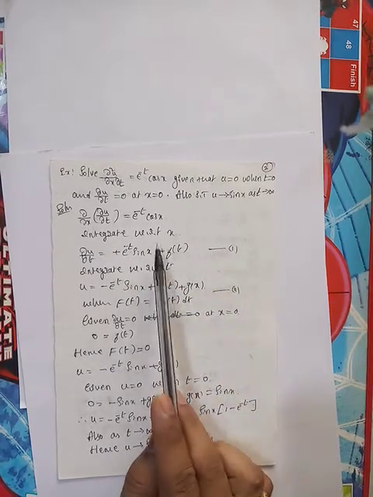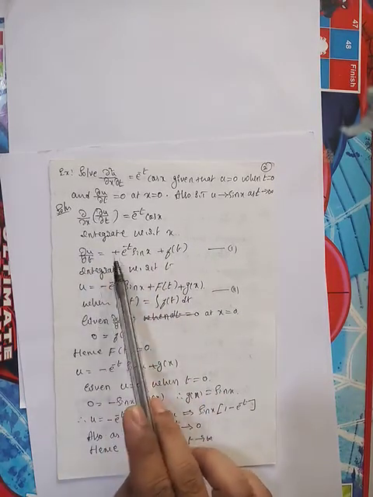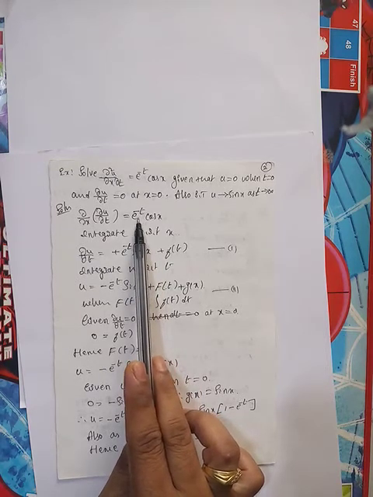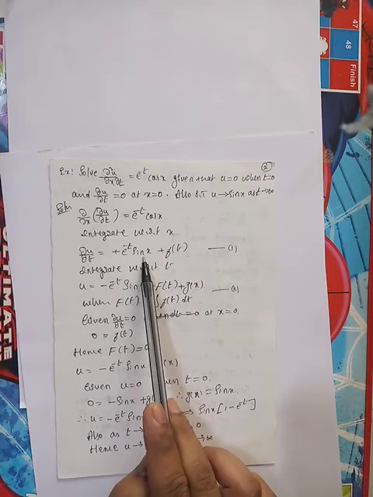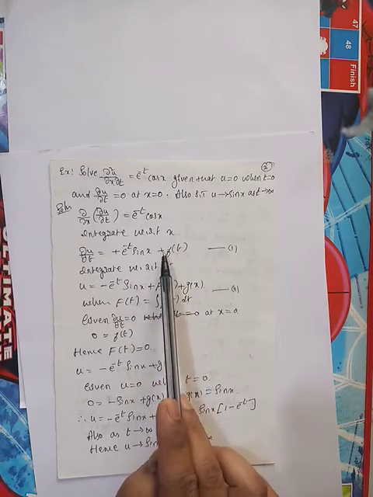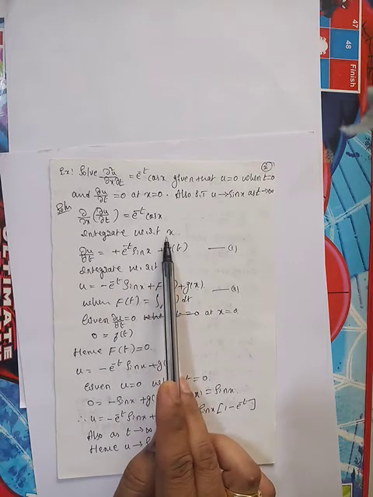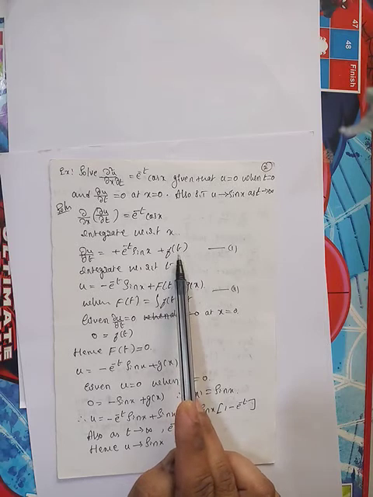So after integrating with respect to x, we get ∂u/∂t equal to e raised to minus t, which is a constant, then integration of cos x is sin x plus the arbitrary function of the other variable. When we are integrating with respect to x, we take the arbitrary function of t, so that is f of t.